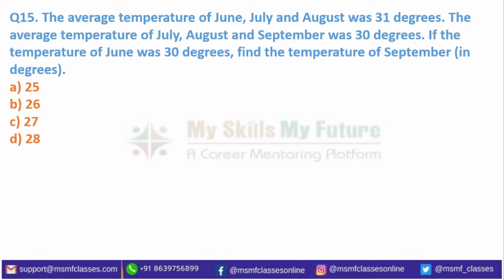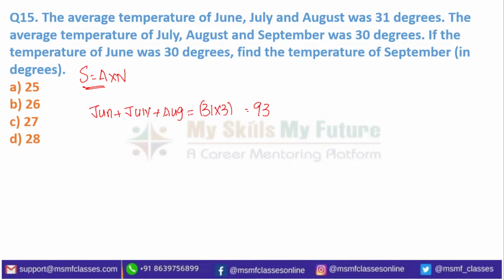The average temperature of June, July and August was 31 degrees. Convert the average into sum. We know that sum is nothing but average into number of observations. So June plus July plus August equal to 31 into 3, which is 93.